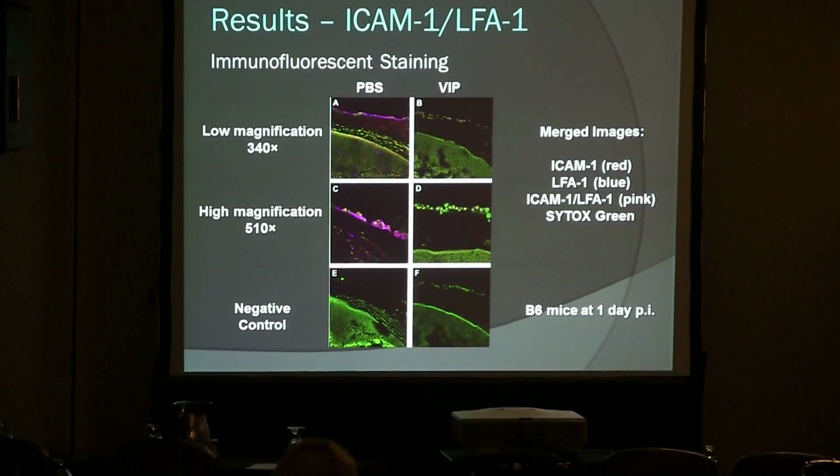And if you look at the PBS corneas here, what we see is positive staining for ICAM1 in red, LFA1 is in blue, and so their interaction shows up in pink. And that interaction basically is indicative of active transmigration of inflammatory cells throughout the cornea. So we see there's a lot of migration going on here. And then you can appreciate the very dramatic decrease in ICAM1 expression as well as LFA1 expression. And instead, we are left with a much more intact epithelium after VIP treatment.